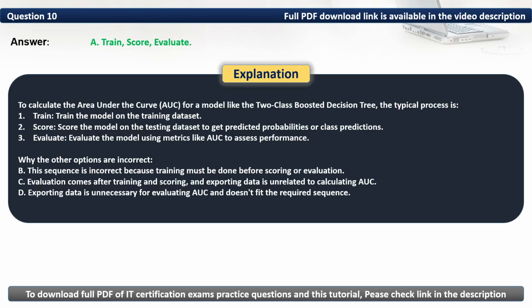To calculate the area under the curve for a model like the two-class boosted decision tree, the typical process is first to train the model on the training dataset. Then we score the model on the testing dataset to get predicted probabilities or class predictions. Then we evaluate the model using metrics like AUC to assess performance.